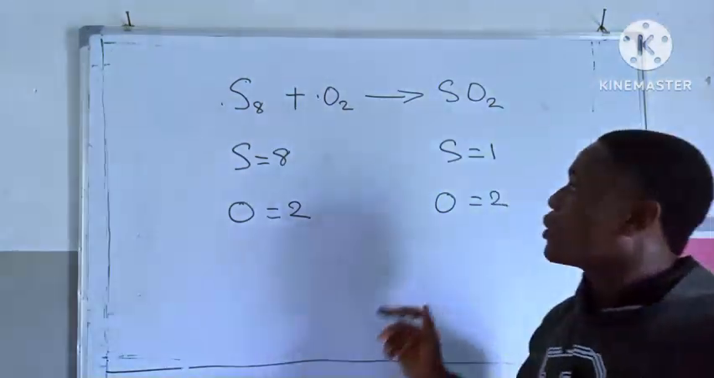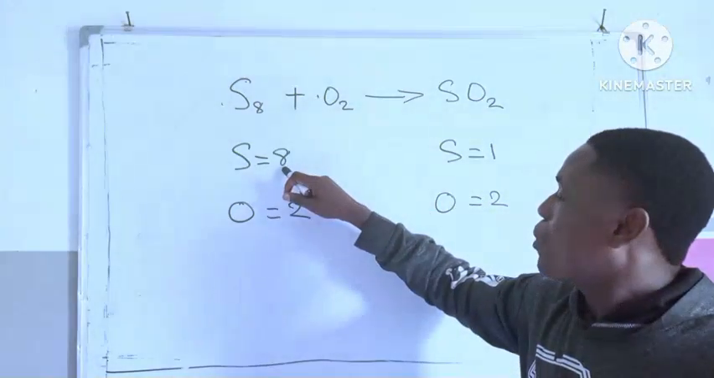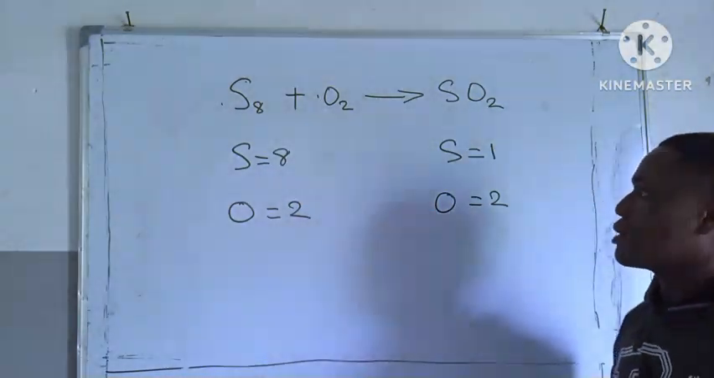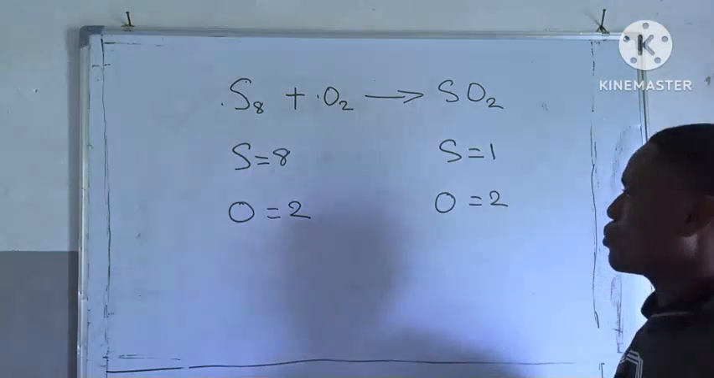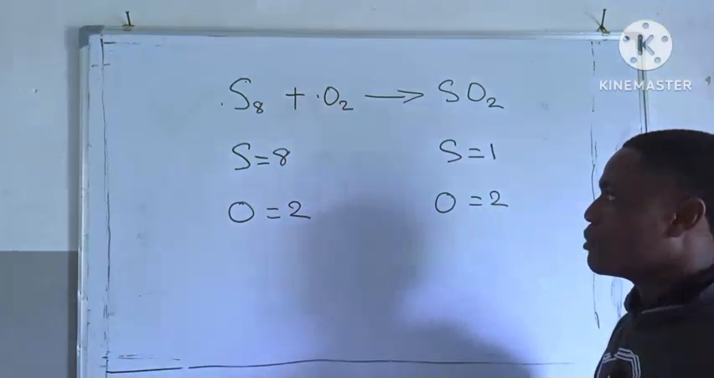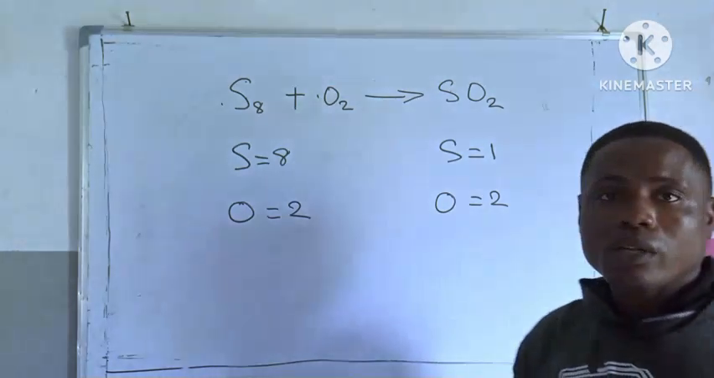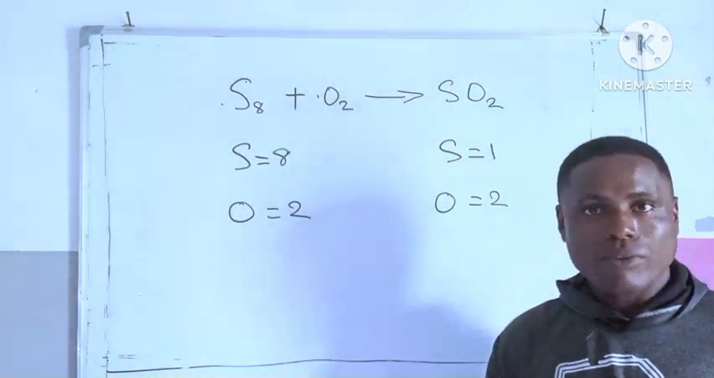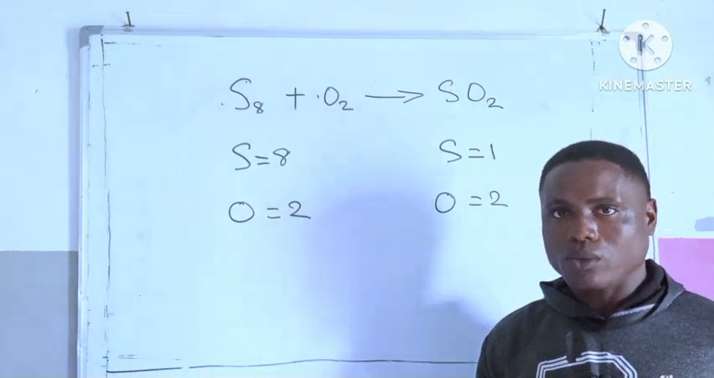Are you getting it? So we can notice that sulfur has 8 atoms here. Here it has 1. Meaning that the chemical equation is not yet balanced. So what are we going to do now?